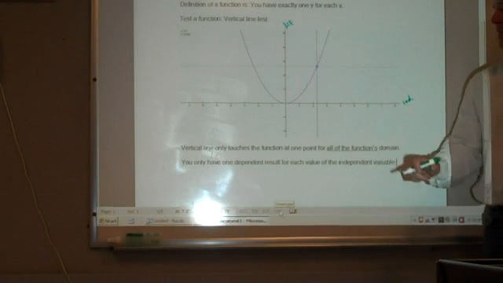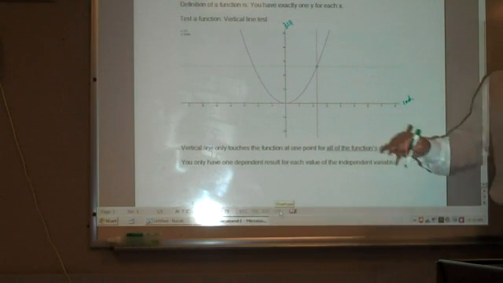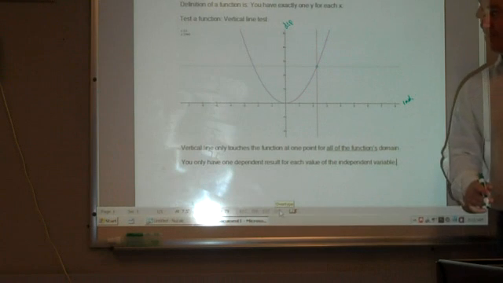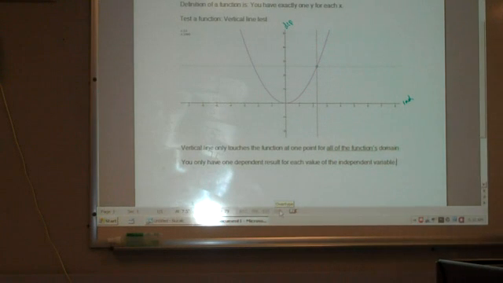You only expect to get one temperature as your answer. You don't expect to get a temperature up here and a temperature down here. That's why this is a function.